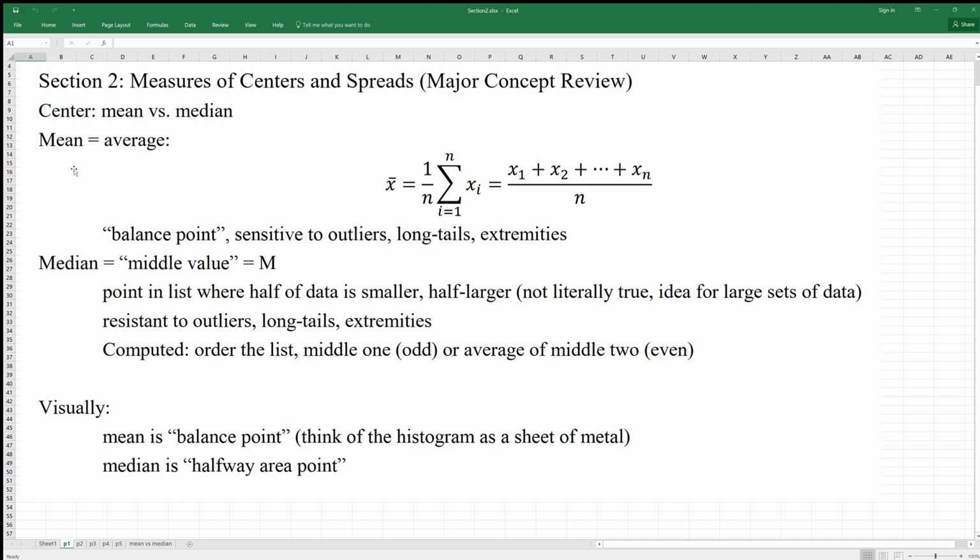This is the notion of the balance point of a set of numbers. We'll talk as we go about exactly what that means, but I mean it in a very literal sense, as we'll see. So the mean or average is the balance point of a set of numbers. Now that's going to have certain consequences, as we'll see.